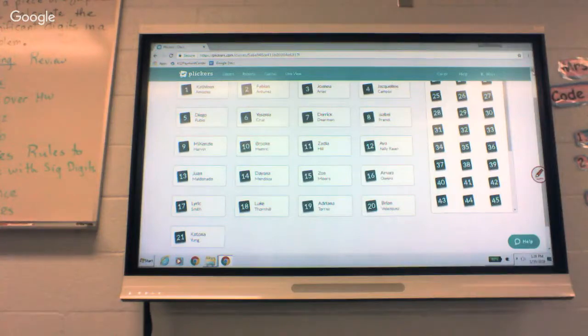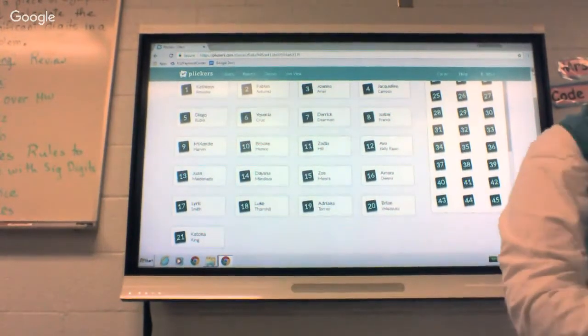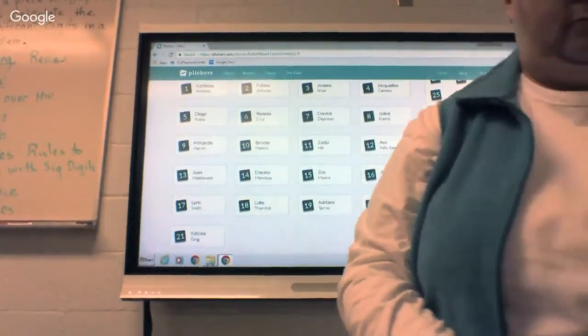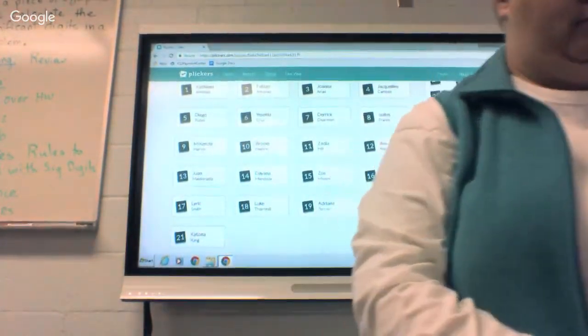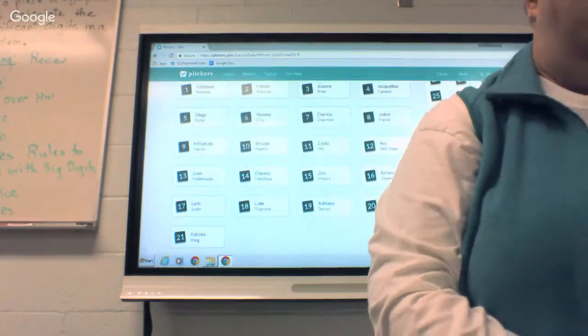Alright, you need your cards based on the numbers that are on the board. So find your number on the board and come get your card. What are you? 17. Let me know.